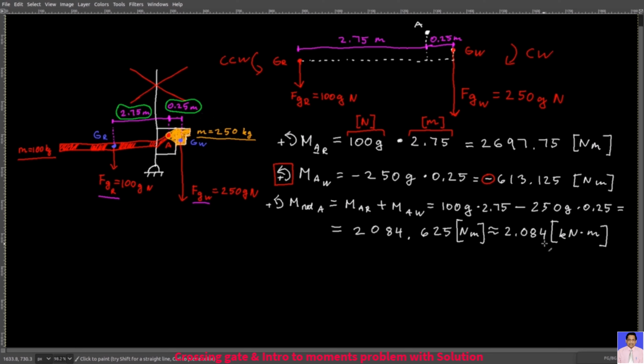It's positive, which means that the tendency to rotate about point A is counterclockwise. If you want it to be clockwise, then you either increase the counterweight mass or you place it further right from point A, or you do both in order to increase the net moment in the clockwise direction.